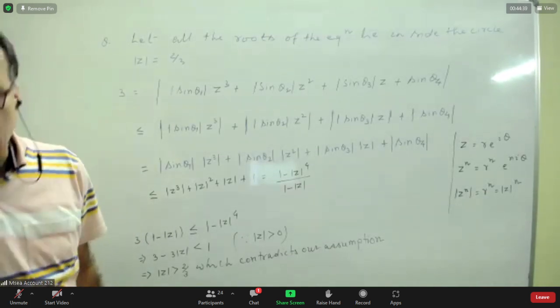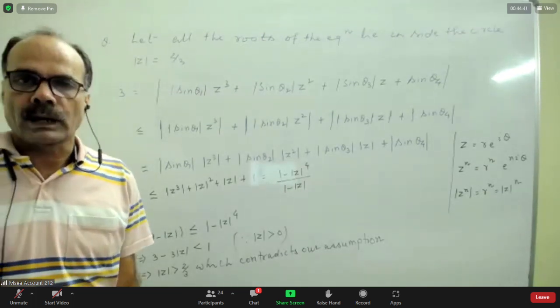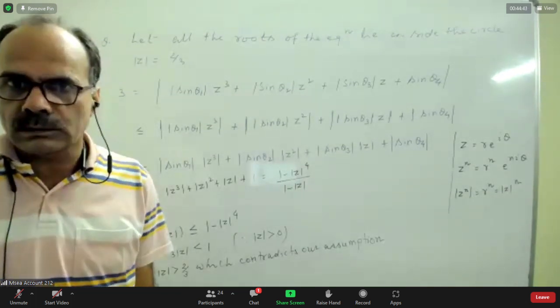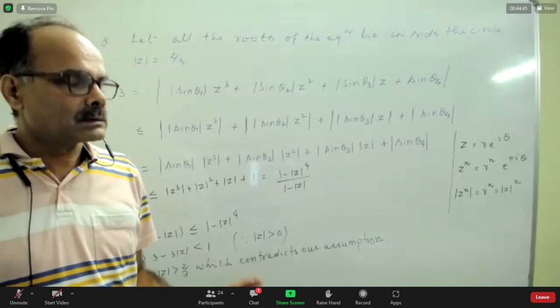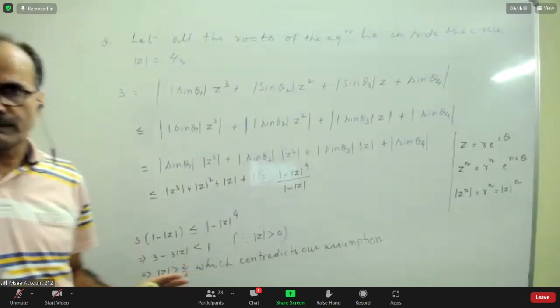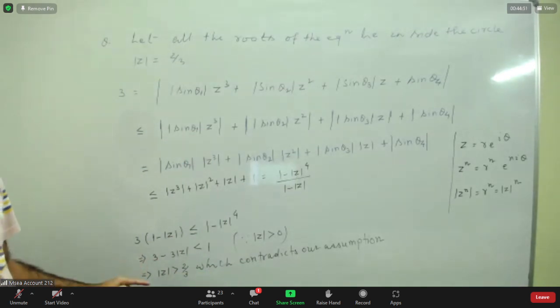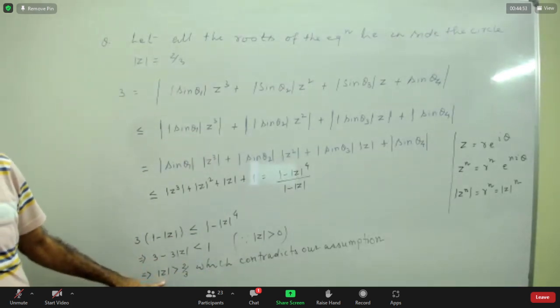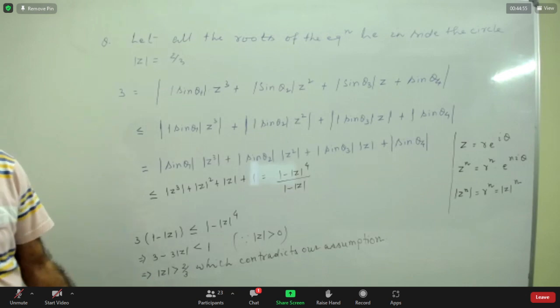The distance of the roots means magnitude. Distance of the roots from origin is nothing but the magnitude of the complex number. So greater than 2 by 3, that option is correct.